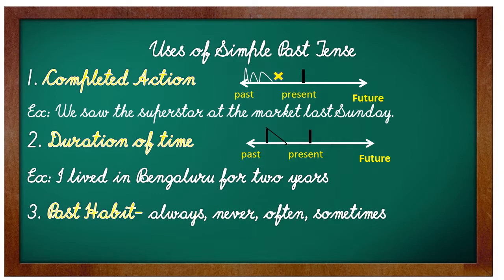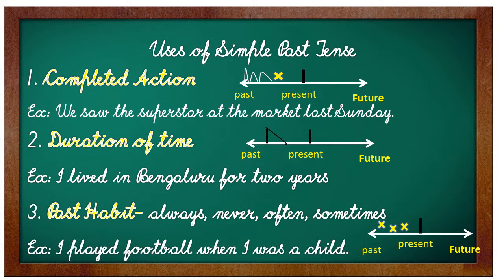Third is past habits. The simple past tense can be used to describe a habit which stopped in the past. We often add expressions such as always, never, often, sometimes, etc. For example, I played football when I was a child.